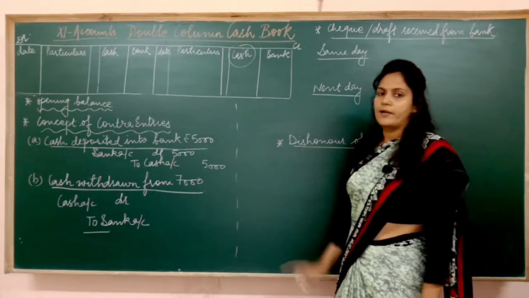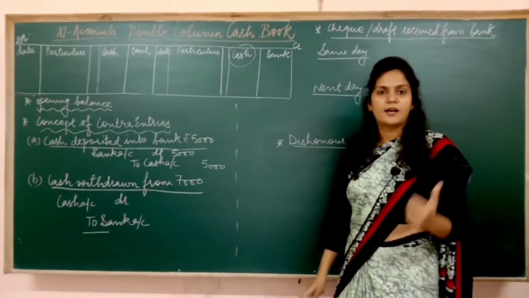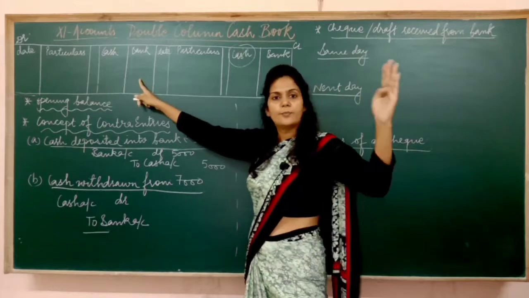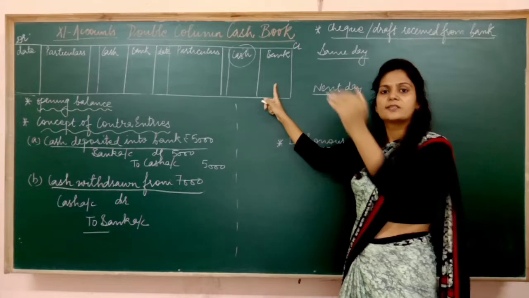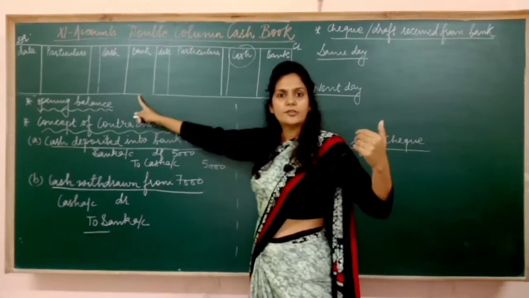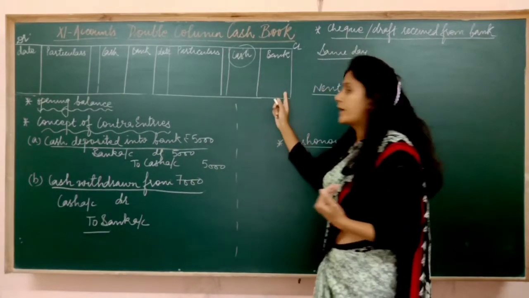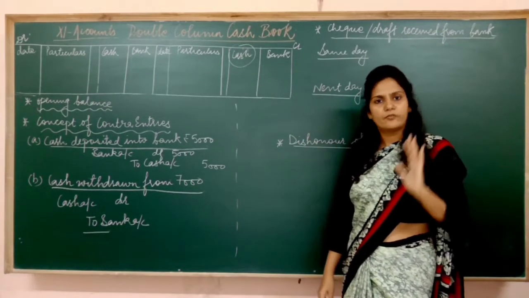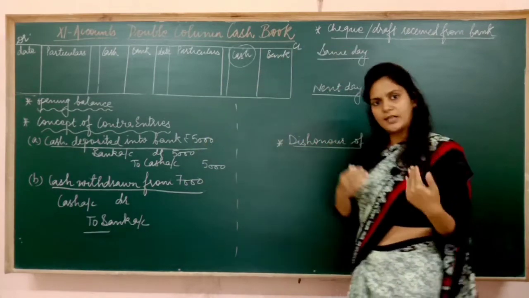But in case of bank, it can happen that your credit side becomes greater than your debit side. If I am saying debit side of bank represents the money which has come into the bank, credit side of bank represents the money which has gone out of your bank account. Debit side of bank shows the money which has come into your bank account. Credit side of bank shows the money which has gone out of your bank account. Fine. So debit side shows how much money came into the bank, credit side shows how much money went out of the bank.